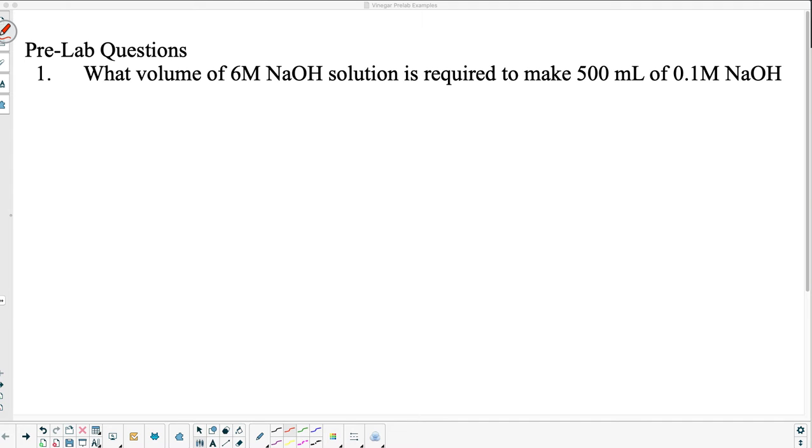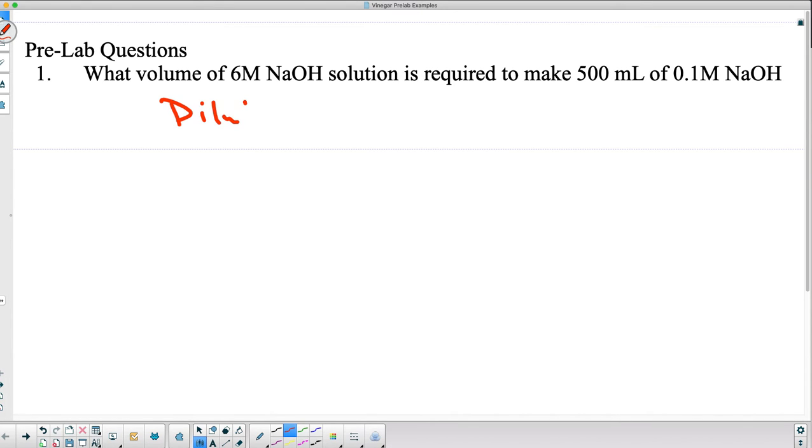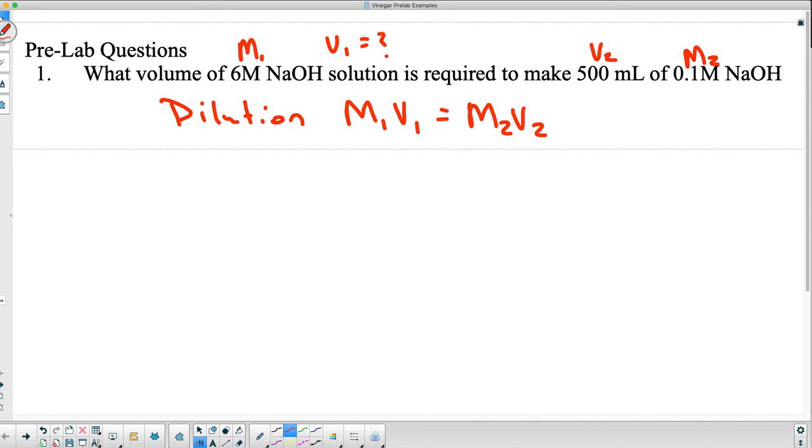It says, what volume of 6 molar sodium hydroxide solution is required to make 500 milliliters of the 0.1 solution? So this is clearly a dilution. This is a dilution equation that looks like this. So our starting concentration of M1 times V1 equals M2 times V2. So the only one we're missing then would be the V1. We don't know what that is.